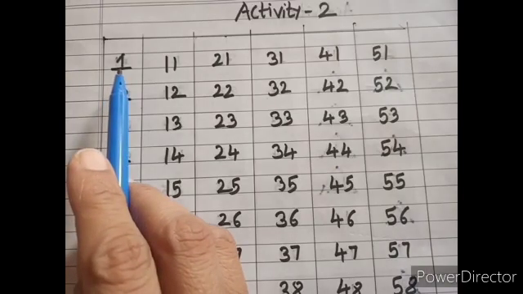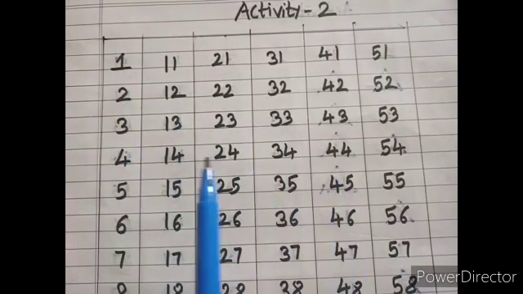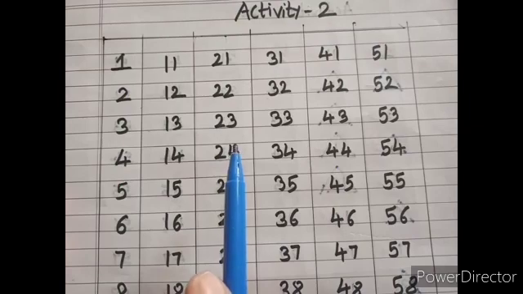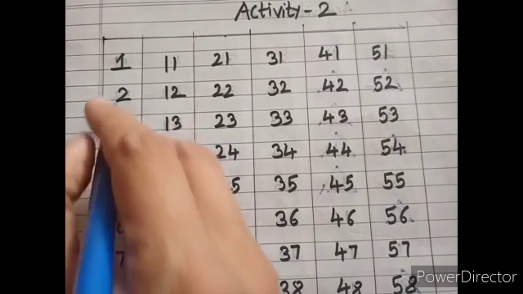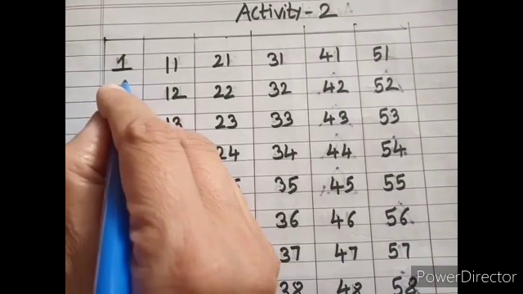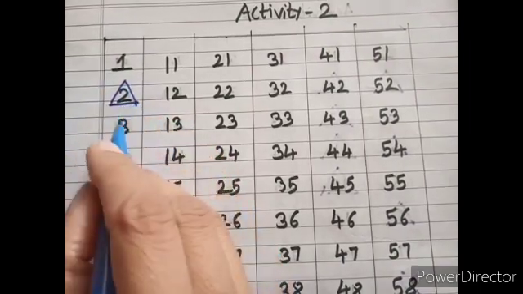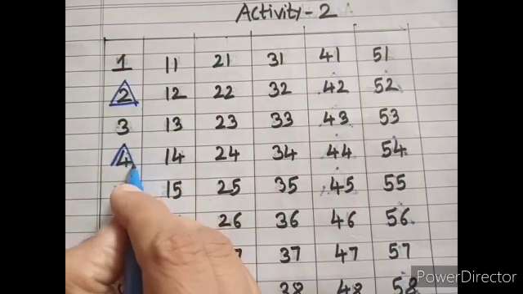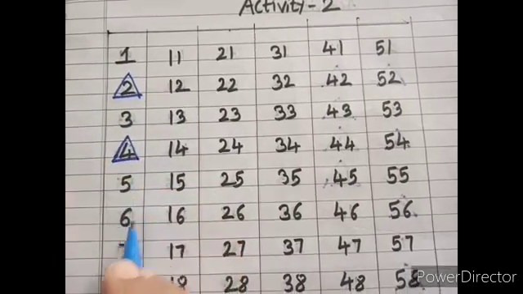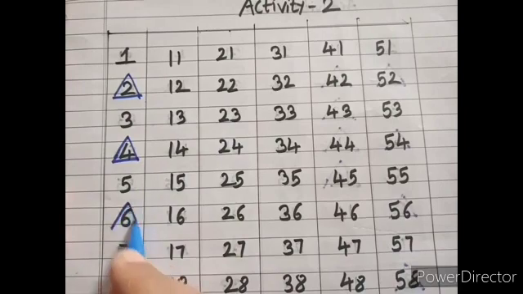In this way you have to write down numbers from 1 to 60. Then the first step is draw a triangle around multiples of 2. So the first multiple of 2 is 2. So draw a triangle around 2. Then the next multiple is 4. So draw a triangle. Next multiple is 6.